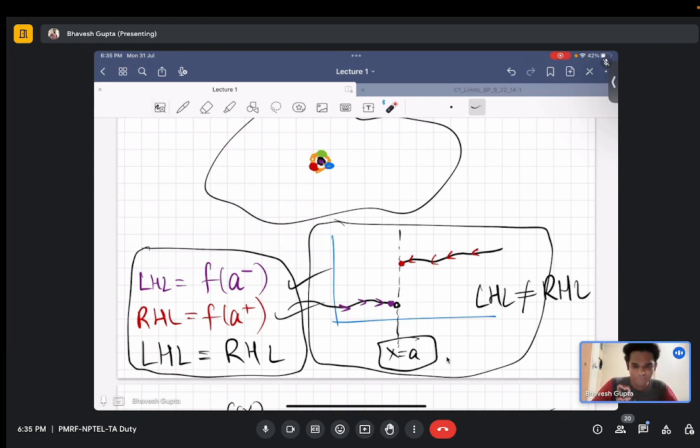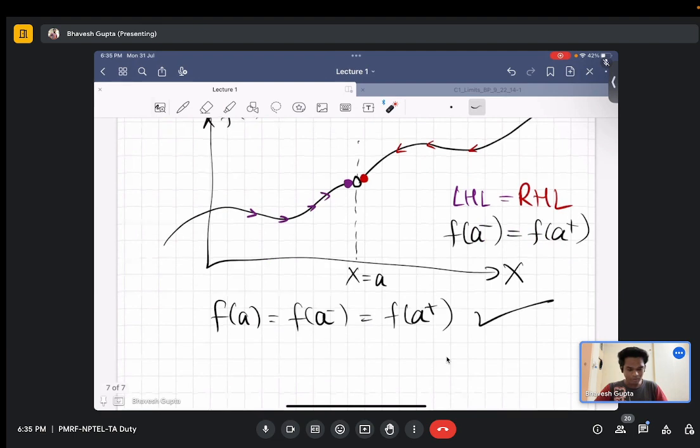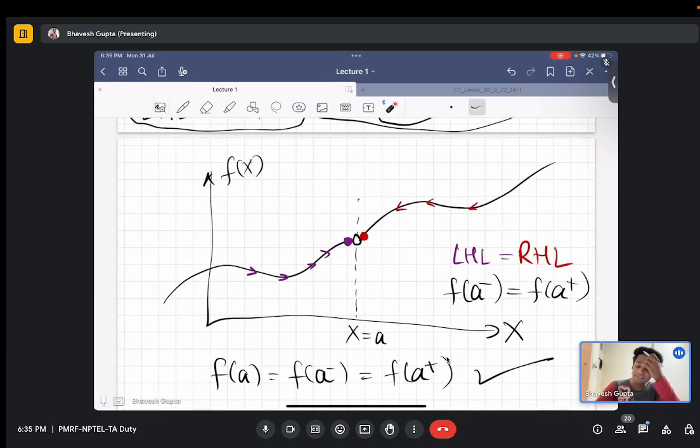Maybe you don't have a good experimental setup. Maybe you don't have a good computer to work with. But you are also very much interested to understand what happened exactly at x equal to a. So the whole idea of the tool of limits in calculus is that you understand the behavior around that point, and if the behavior around that point is the same, you say that the behavior at that exact point is also the same and equal to that value.